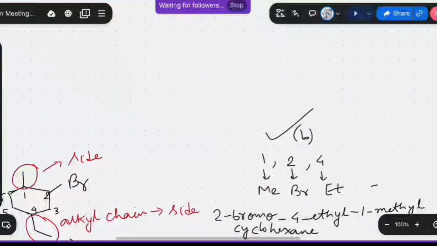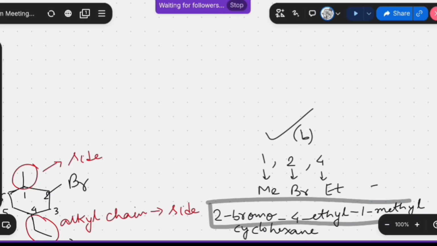If you see, the correct alphabetical order has been followed. And all these starting from 2-bromo to 1-methyl, এই পুরোটা আমাদের কি side chain denote করছে. This denotes the side chain.